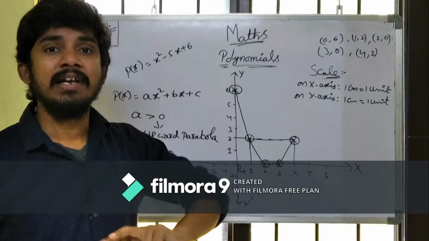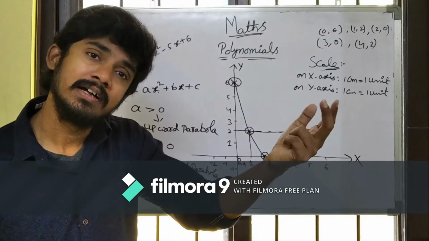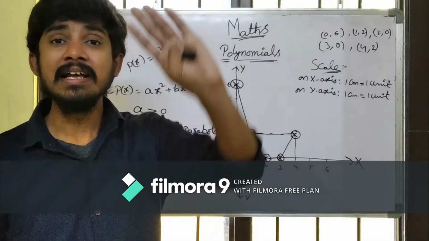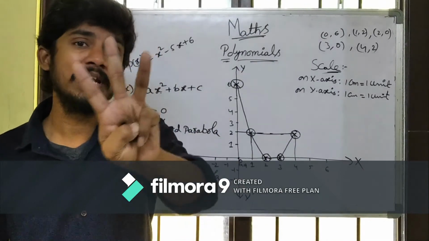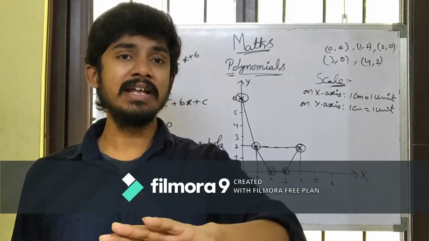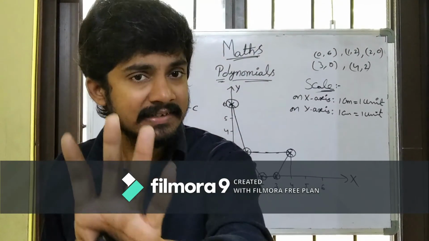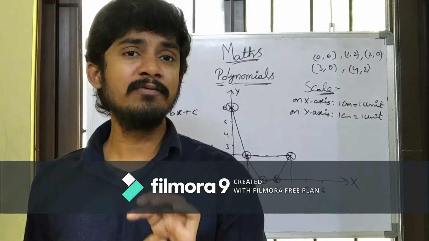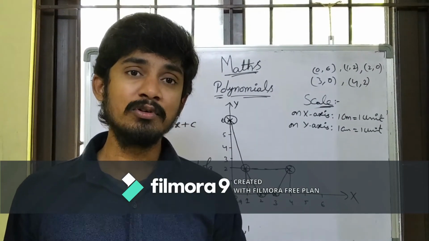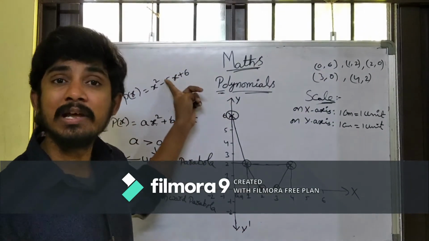If you take another polynomial whose graph intersects the x-axis at 3 points, then that polynomial has 3 solutions. And if you take another polynomial whose graph intersects the x-axis at 4 points, then that polynomial has 4 solutions. But here, this polynomial intersects the x-axis at 2 points, so it has 2 solutions.